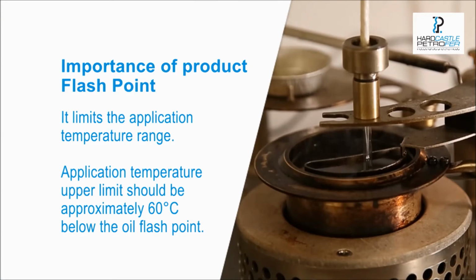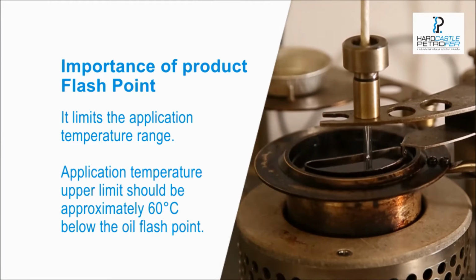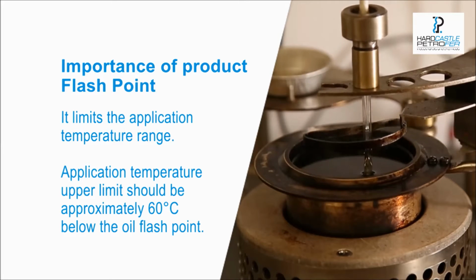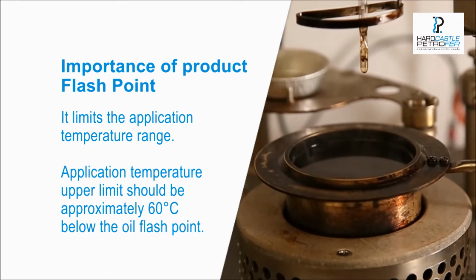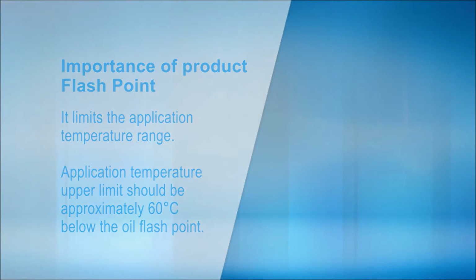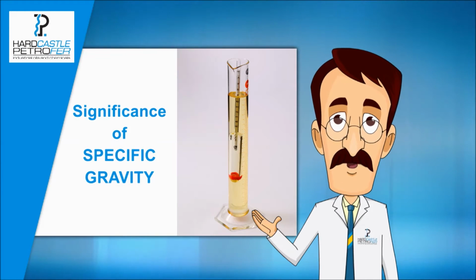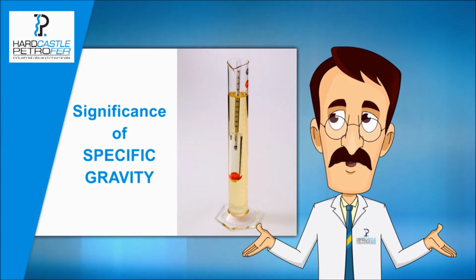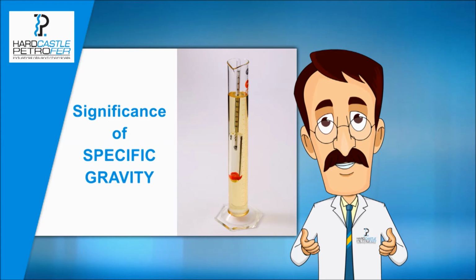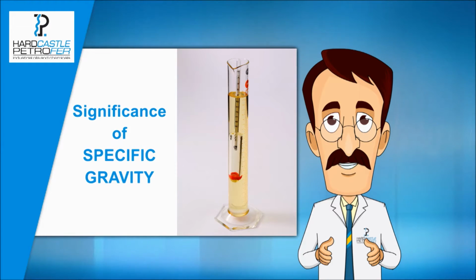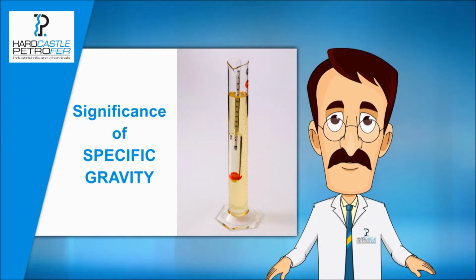Importance of product flashpoint. It limits the application temperature range. Typically, the application temperature upper limit should be approximately 60 degrees Celsius below the oil's flash point. Specific gravity of a pure mineral oil can give an indication of its origin. However, it can be significantly modified by additives, and therefore, the quality of a quenching oil cannot be determined on the basis of its specific gravity.